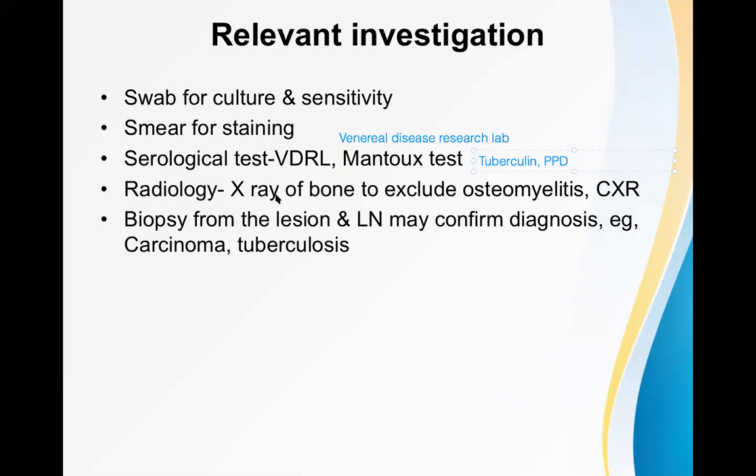Now, some of the radiological tests we can go for are the X-ray of bone to exclude osteomyelitis, or chest X-ray, or whatever site is involved. You can go for the X-ray of that part if you believe bones are involved. And biopsy is a very important investigation. You can take it from the lesion, or you can remove the lymph node and send it to the lab. The lymph node examination also provides a lot of information about the primary disease, because the metastasis from that malignancy will go to the lymph node. So if we examine the lymph node, we can get those malignant cells from there. And any infection in that site will definitely go to the draining lymph node. A good example here is tuberculosis. Any other infection can also be taken as the example.